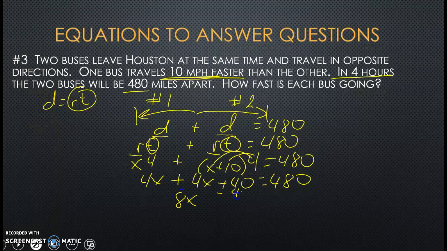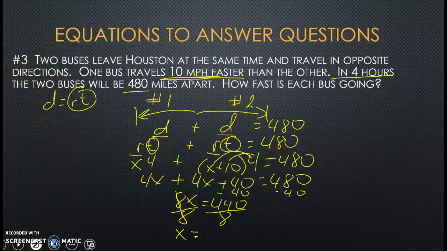I'm going to subtract 40 from both sides. So that means 8X equals 440. And then I would divide both sides by 8. So let's see. I know that 400 divided by 8 is 50. 40 divided by 8 is 5, so one X value, one bus goes 55 miles per hour.